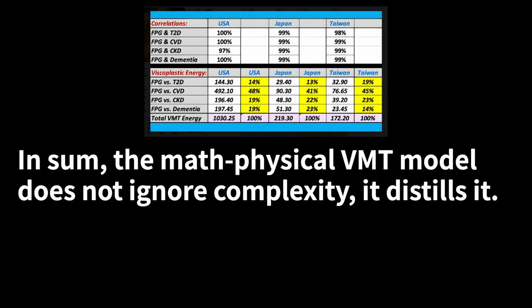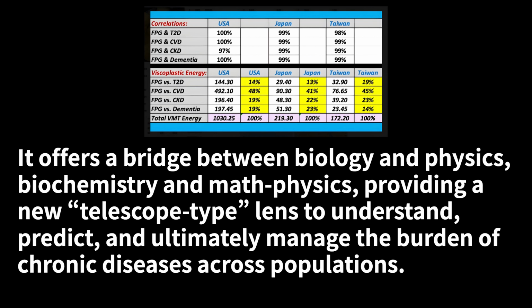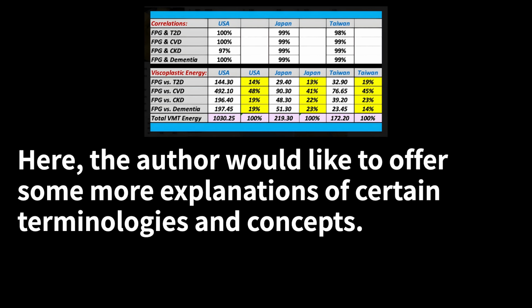In sum, the math physical VMT model does not ignore complexity, it distills it. It offers a bridge between biology and physics, biochemistry and math physics, providing a new telescope-type lens to understand, predict, and ultimately manage the burden of chronic diseases across populations. Here, the author would like to offer some more explanations of certain terminologies and concepts.